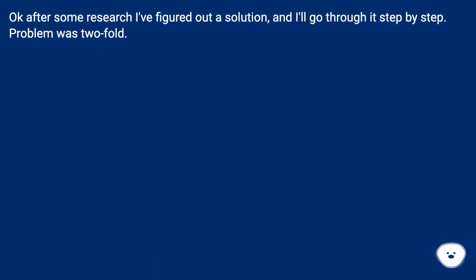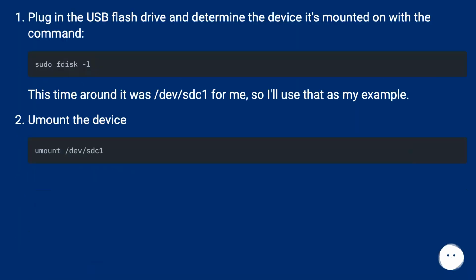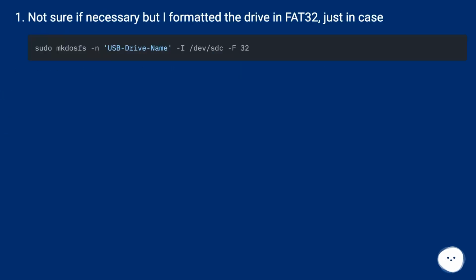Okay, after some research I figured out a solution, and I'll go through it step by step. The problem was twofold. Plug in the USB flash drive, and determine the device it's mounted on with the command. This time around it was /dev/sdc1 for me, so I'll use that as my example. Mount the device. Not sure if necessary, but I formatted the drive in FAT32 just in case.